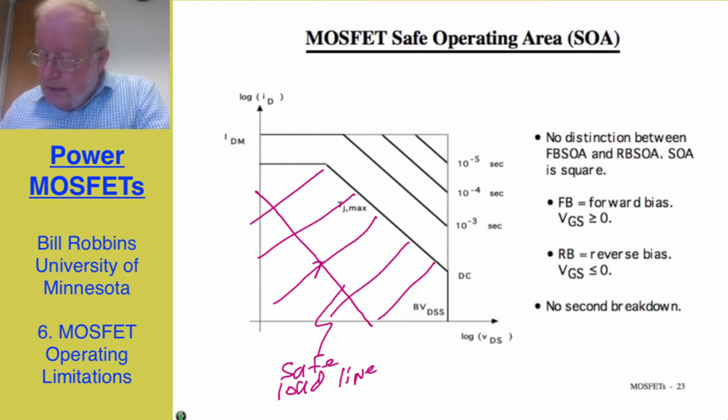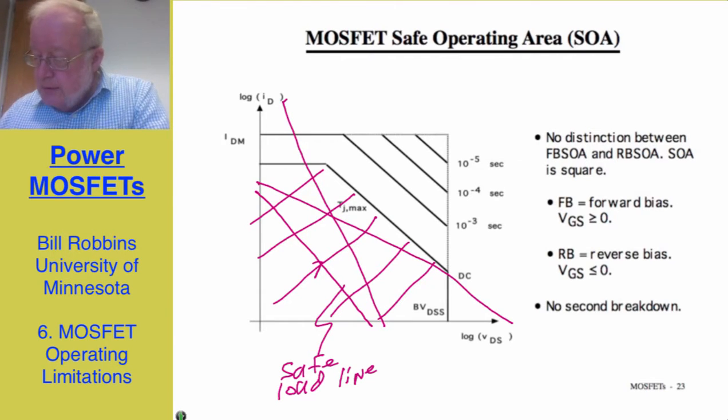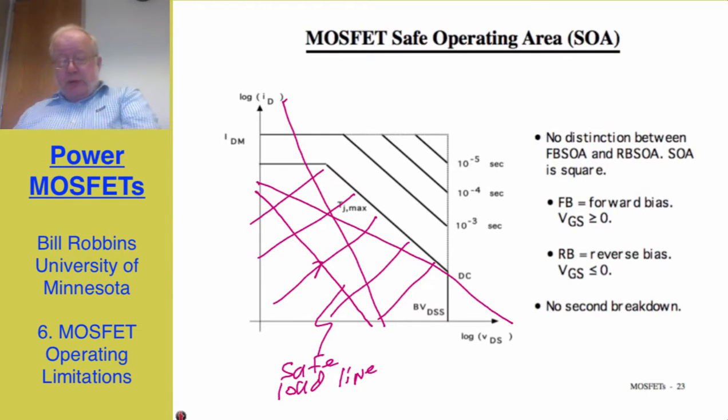If we had a load line that was outside of the safe operating area, such as this one or this one, the first one here has too much current flow. This one exceeds the breakdown voltage. And so we want to make sure that our load line stays within the safe operating area.